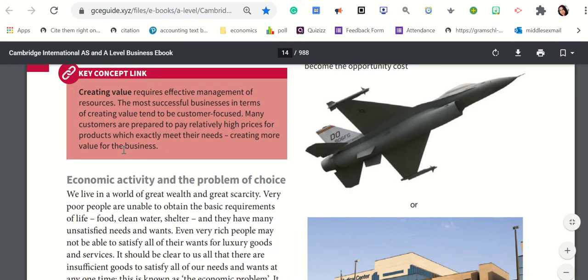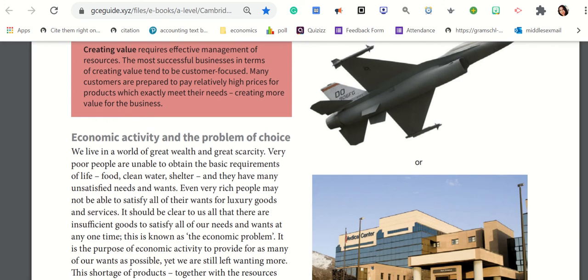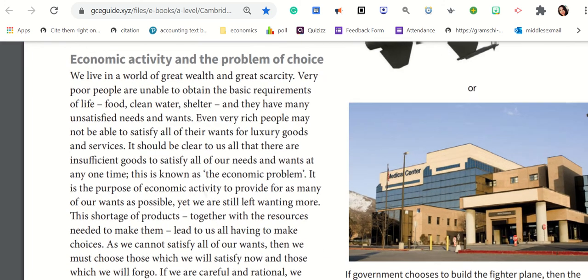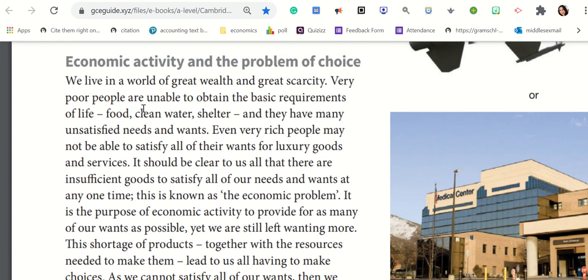Now let's see the economic activity and the problem of choice. So we live in a world of great wealth and great scarcity. Very poor people are unable to obtain the basic requirements of life, food, clean water and shelter, and they have many unsatisfied needs and wants. Now see children, needs are something which is mandatory for survival, but wants can differ. But even rich people do have unsatisfied wants which they couldn't fulfill.